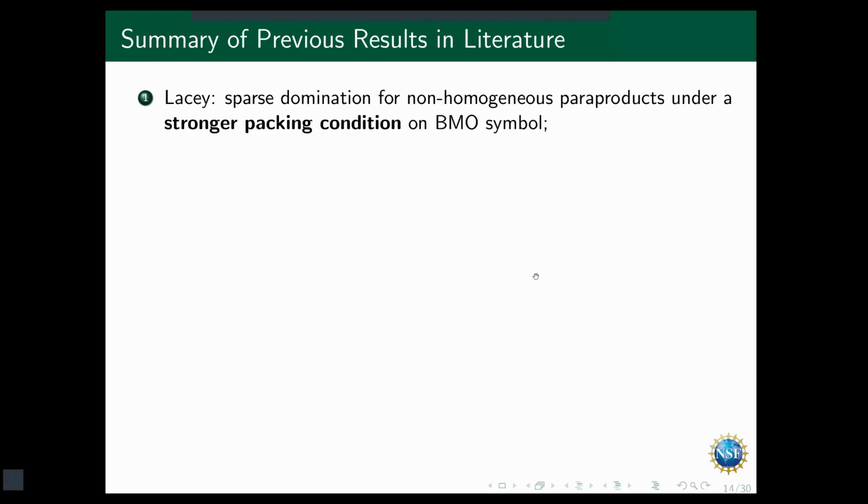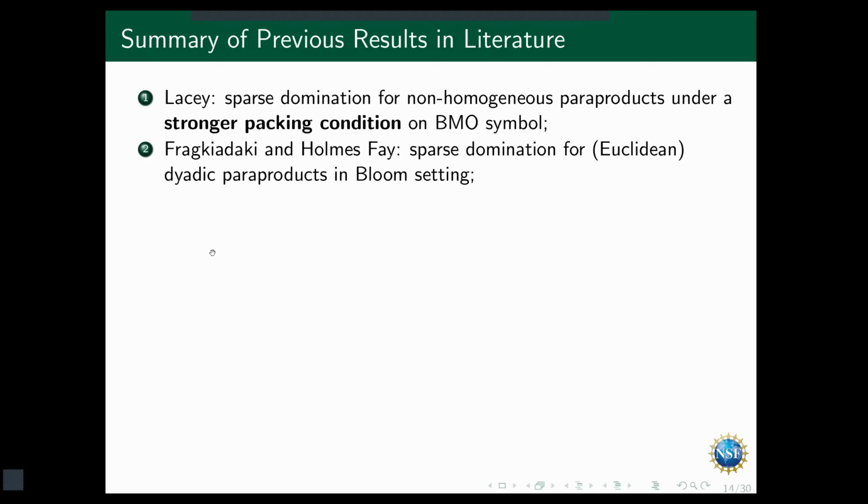So we want to examine commutators and paraproducts in the non-homogeneous setting. Lacey, back in one of his famous early sparse papers, did obtain sparse domination for paraproducts in the non-homogeneous setting, but he assumed a stronger packing condition on the BMO symbol. And I'll mention that a little bit on the next slide. There was also work of Fragkiadaki and Holmes-Fay. They looked at a Bloom-weighted sparse domination for dyadic paraproducts, but the underlying measure was still Euclidean, so they weren't in the non-homogeneous setting.